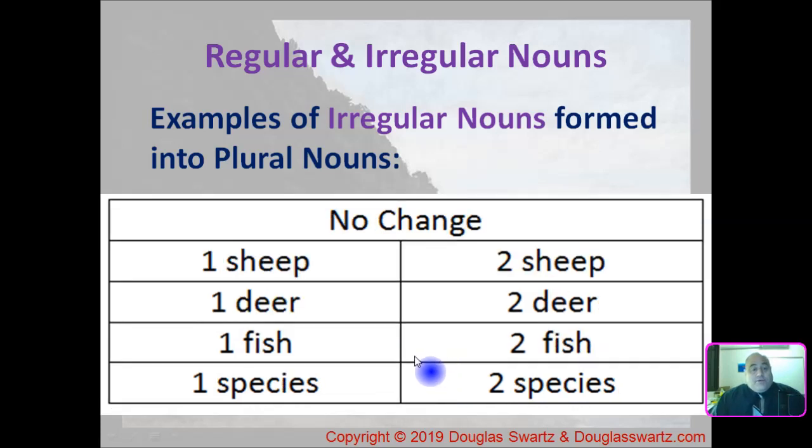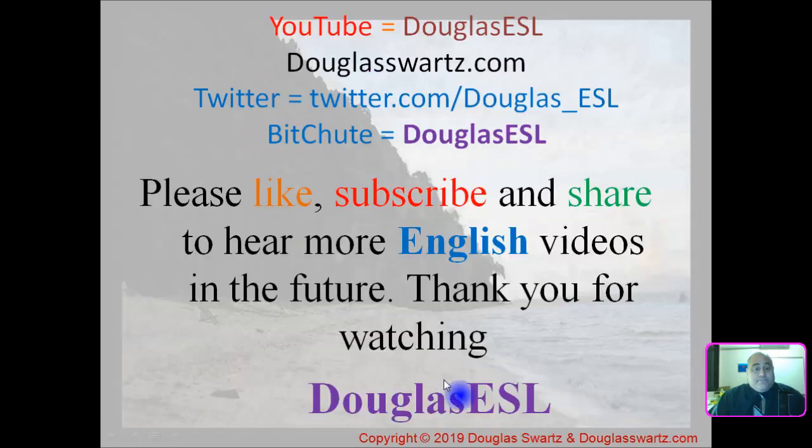Some irregular nouns do not have any change. They stay the exact same word, but you use them in singular or plural form. 1 sheep, 2 sheep. 1 deer, 2 deer. 1 fish, 2 fish. 1 species, 2 species.